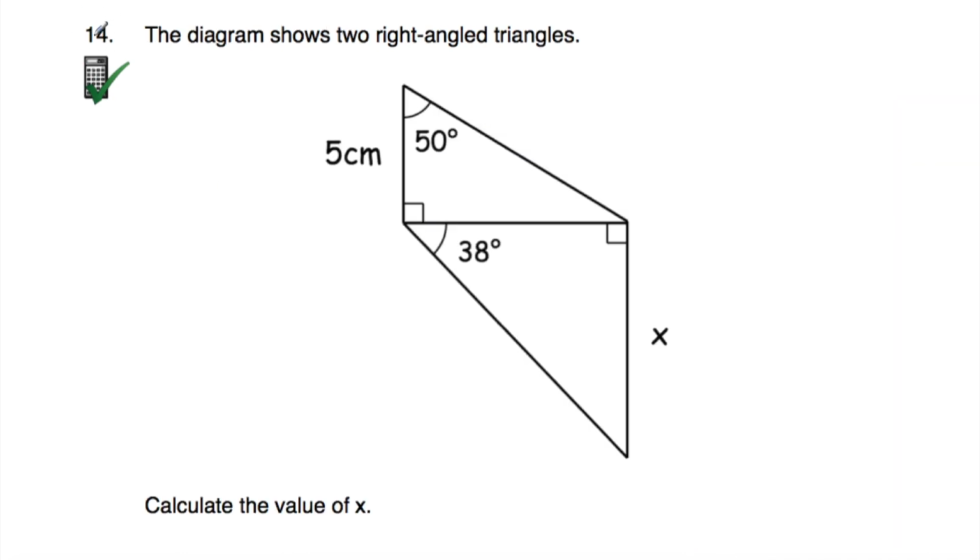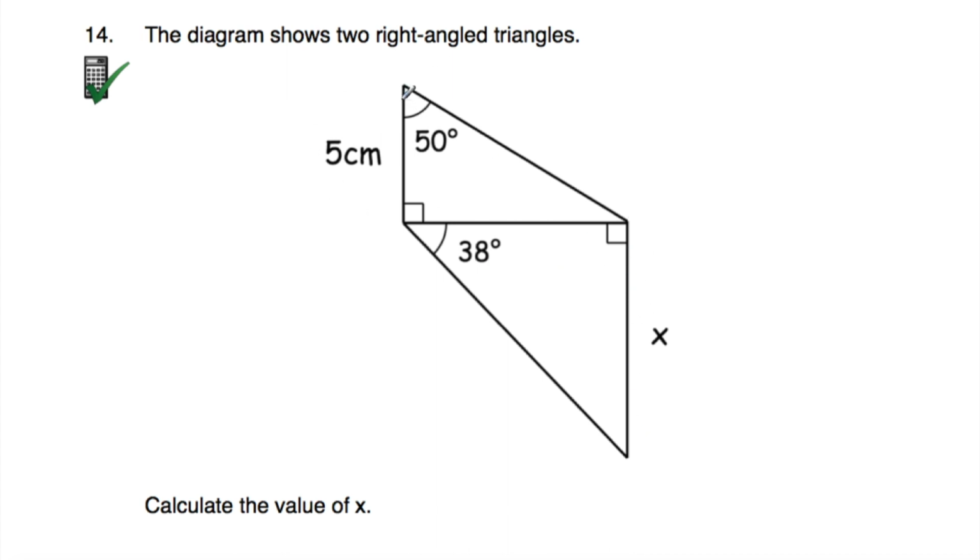Question number 14. So question number 14 says, shown are two right angle triangles. So we've got two right angle triangles and they're joined, and we've been asked to calculate the value of x, the length of this side here. Now if we have a look at this triangle at the bottom, we've only got the sides of this angle here, the 38 degrees, and obviously the right angle. So we would need the length of one of the other sides to be able to use trigonometry to find the length of this side here.